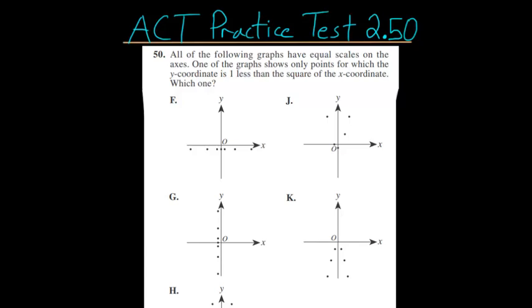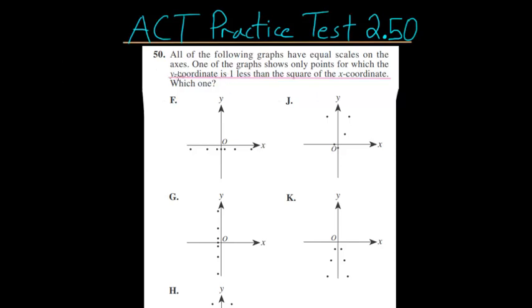For the 50th problem on the second ACT practice test, all of the following graphs have equal scales on the axes. One of the graphs shows only points for which the y-coordinate is 1 less than the square of the x-coordinate. Which one? So with this problem, we basically have to take this sentence here, that the y-coordinate is 1 less than the square of the x-coordinate, and we have to figure out an equation from this sentence.